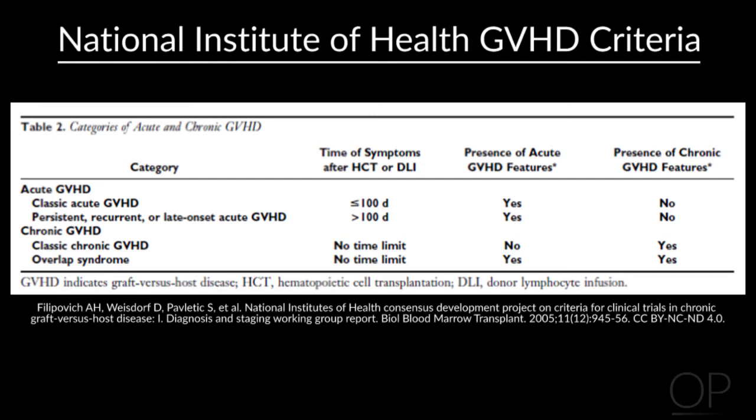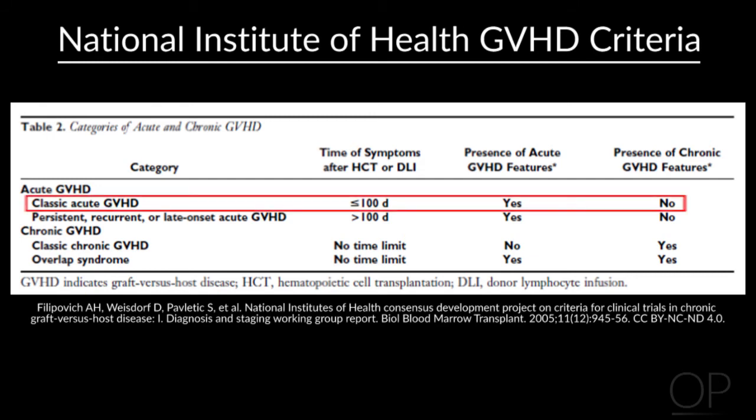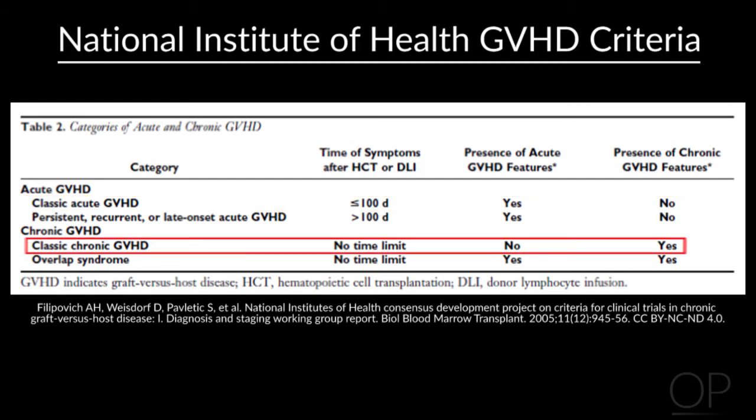groups as well. So classic acute GVHD is what most transplanters think of as acute GVHD. So this happens less than or at day 100. They have features of acute GVHD, and we'll talk about what that looks like, and no features of chronic graft-versus-host disease. The classic chronic GVHD is similar in its definition in that you have features of chronic graft-versus-host disease, but no features of acute GVHD.